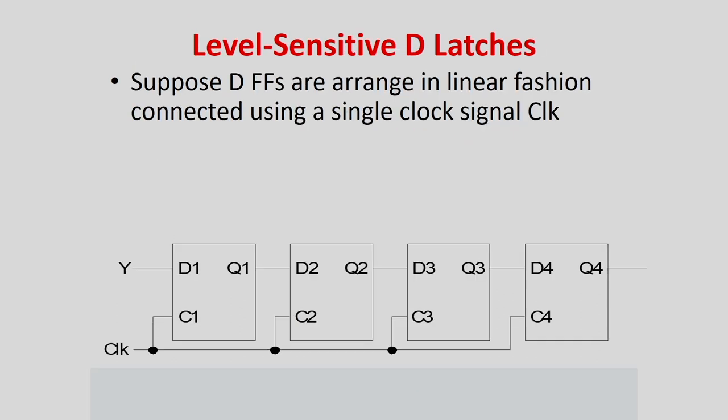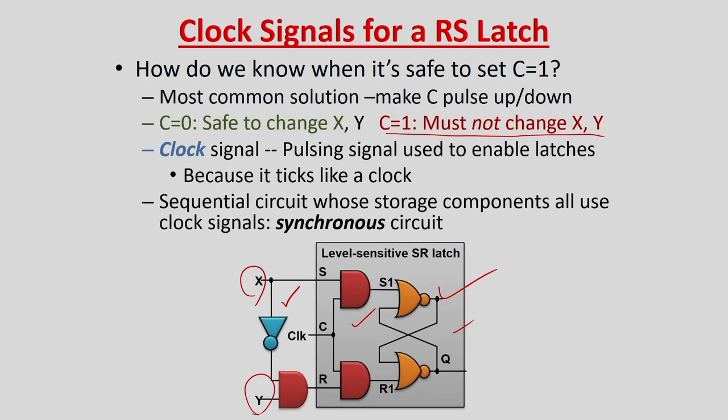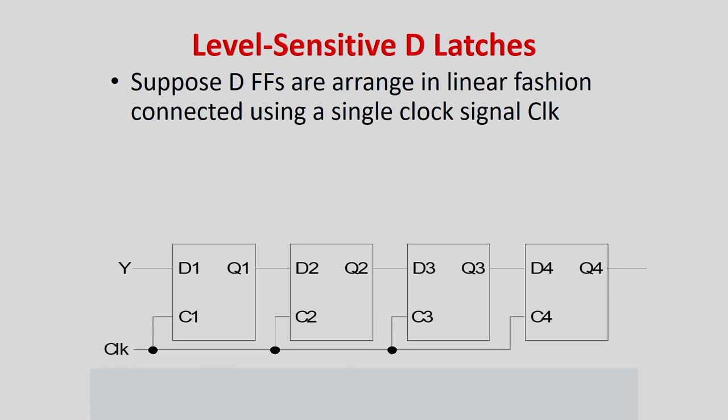So, what are the issues? Let us look at one example. Suppose we have level sensitive D latches, whatever I have shown here. Suppose the D latches are arranged in a linear fashion, similar to this, and connected using a single clock. All the latches are arranged in a linear fashion, and this clock is connected to all the latches.